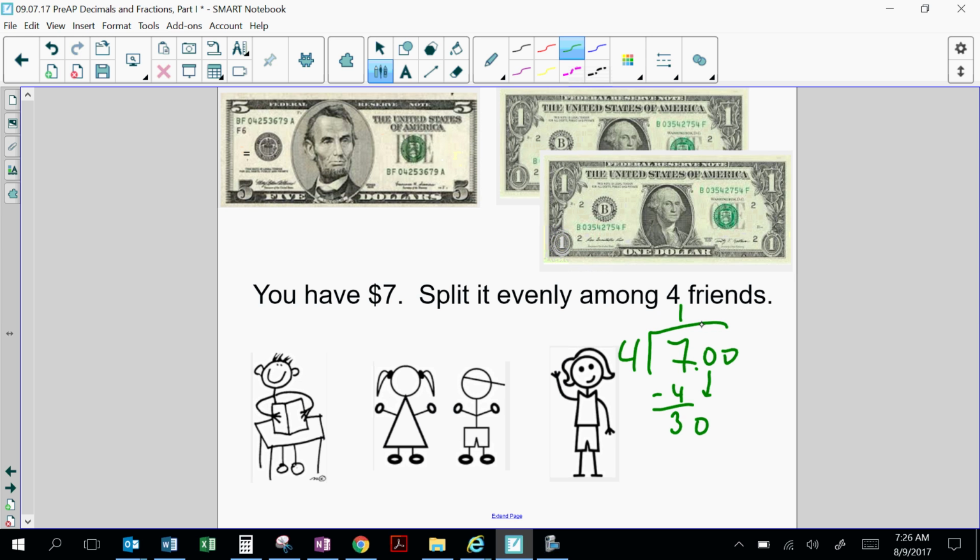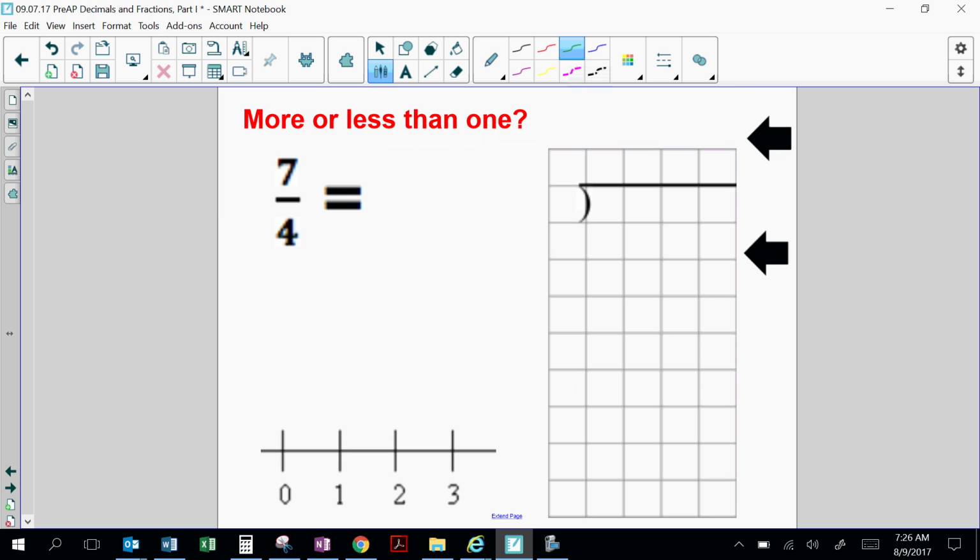Can 4 go into 30? It goes in 7 groups. 2 is left over. Bring down a 0. How many groups of 4 go into 20? 5 groups. And that's where I got $1.75. If you weren't aware of it, we just solved this problem. Was it $1.75? Yeah. Would that be between right here?